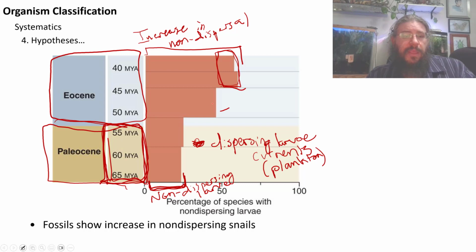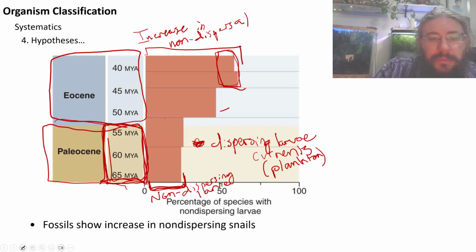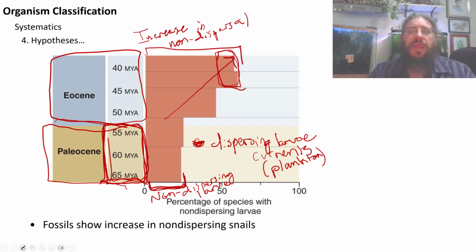So if you want a shorthand for non-dispersing, the larvae look like miniature versions of the snail. Dispersing larvae will look weird because they have all sorts of little adaptations to help them float and catch current. Anyway, getting too far into it. So we have a pattern. In the Paleocene, non-dispersing larvae are the minority. And then throughout the Eocene, we get an increase in non-dispersing larvae.